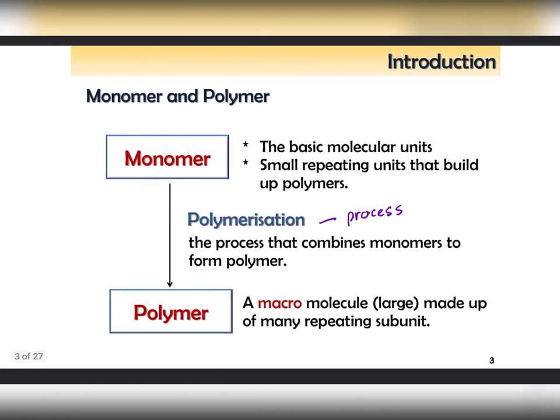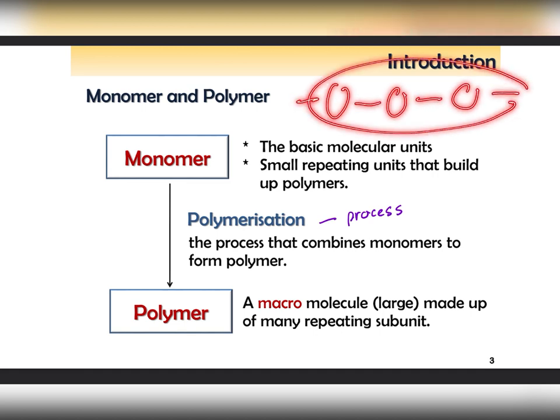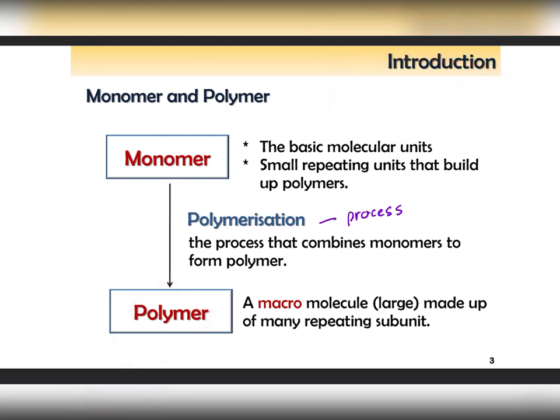Okay, so first kita tengok dia punya istilah. Monomer apa, polymer apa. So monomer is actually the basic molecular unit, okay, ataupun dia adalah small repeating unit that build up polymer. Monomer dia akan hasilkan polymer, rantaian polymer. So proses untuk convertkan monomer menjadi polymer, okay, mono means satu, poly means ada banyak lah. So this process is called as polymerization. It is the process that combine monomers, beberapa monomers, to form polymer.